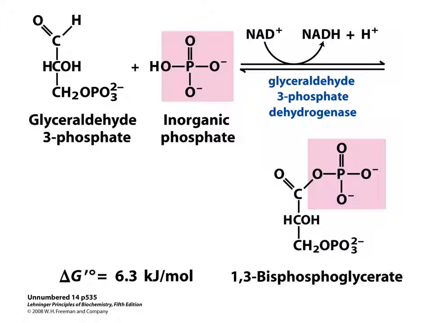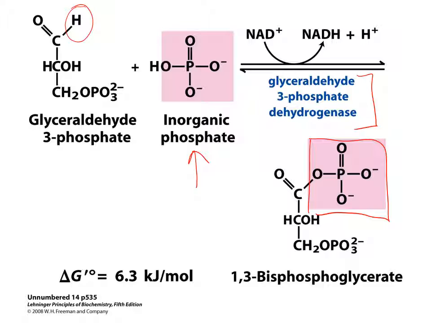Now, the first reaction in the payoff phase of glycolysis is catalyzed by glyceraldehyde 3-phosphate dehydrogenase, in which we add an inorganic phosphate to glyceraldehyde 3-phosphate. Now, please keep in mind that this is an inorganic phosphate rather than the phosphate from ATP. So all this reaction does is basically we take this hydrogen and substitute that with a phosphate.